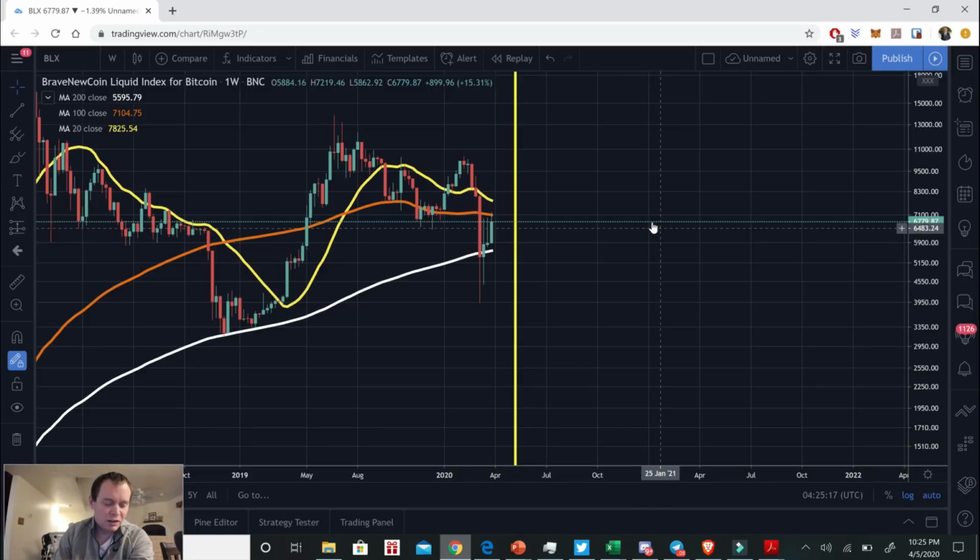This is not the year that we're likely going to see all-time highs. It's just not. And I know a lot of people don't like to hear that, and I get a lot of flak for saying that.